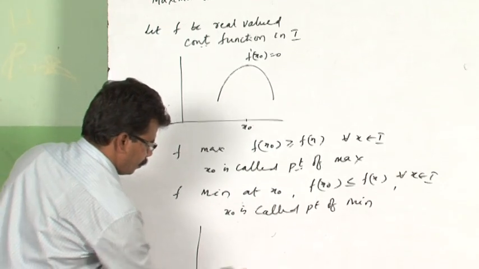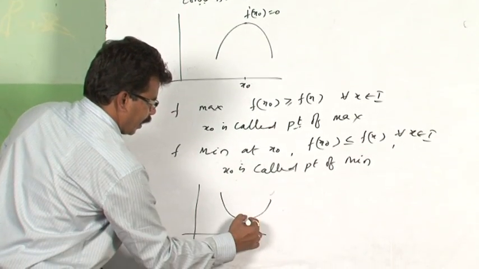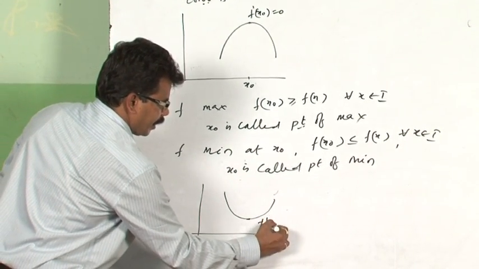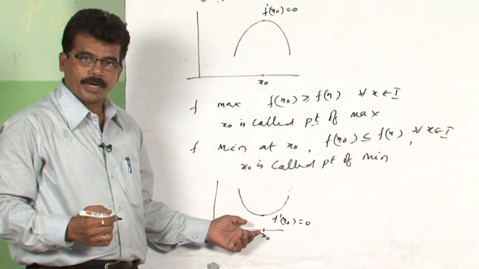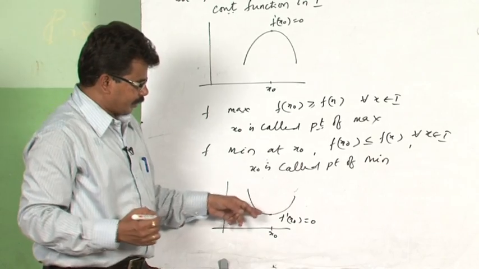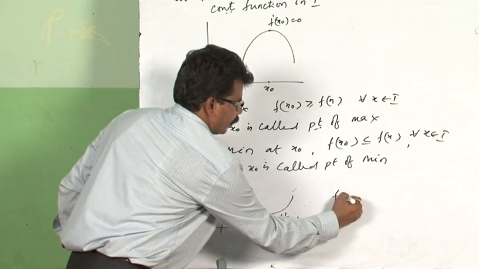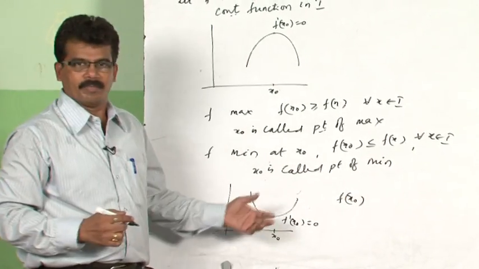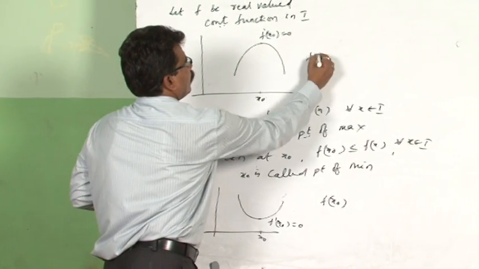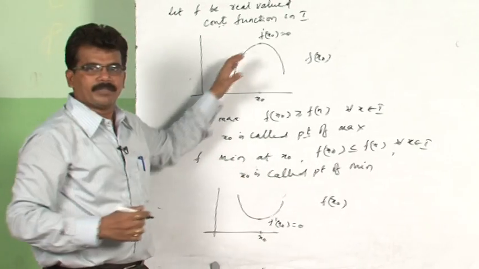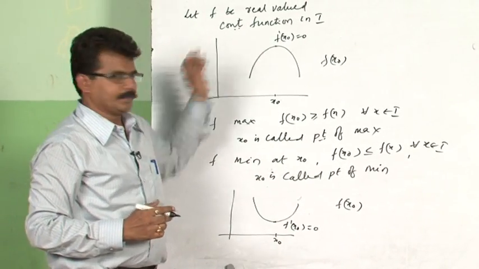In the case of minimum, the function will be like this: at this point the derivative vanishes, f dash x naught is equal to 0, and this is the x naught. X naught is called point of minimum, and this f(x naught) is called minimum of the function. In the earlier case, f(x naught) is called maximum of the function.